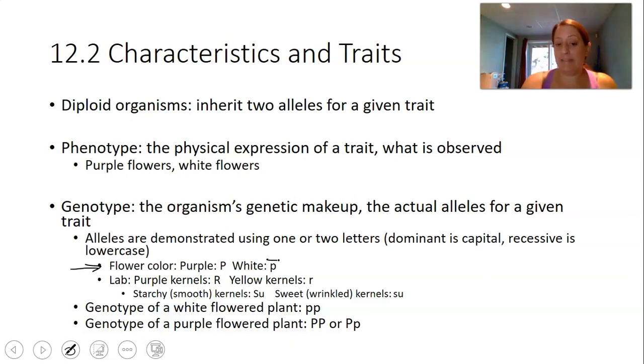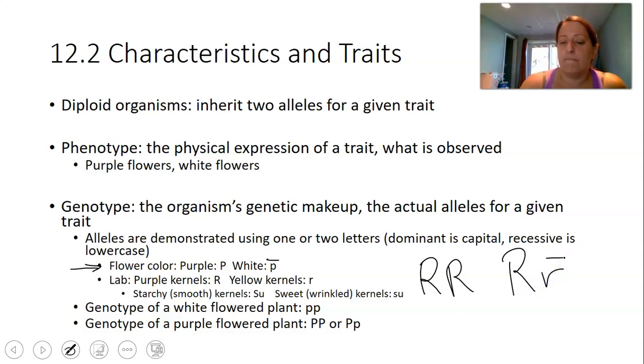And so kernels in lab that are purple. Okay, let's do purple first. So purple kernels can be produced by either big R, big R. So if two dominant alleles are inherited, then the kernel is going to be purple. Or big R, little r. I didn't need to put that line there, but it's a habit. So the heterozygous condition will also give you purple kernels. Yellow kernels are only produced by little r.